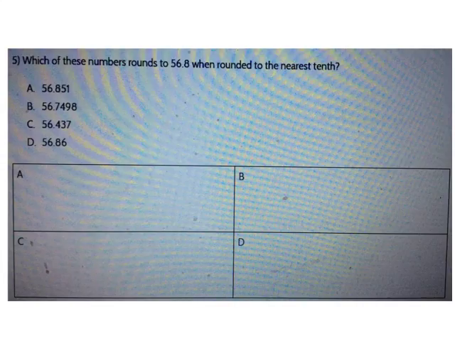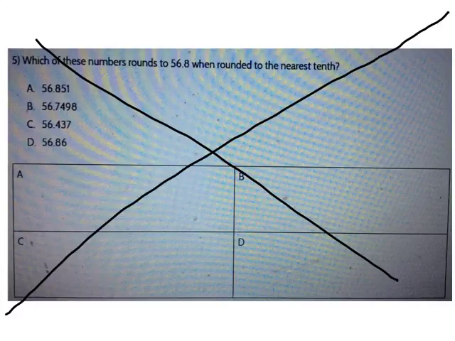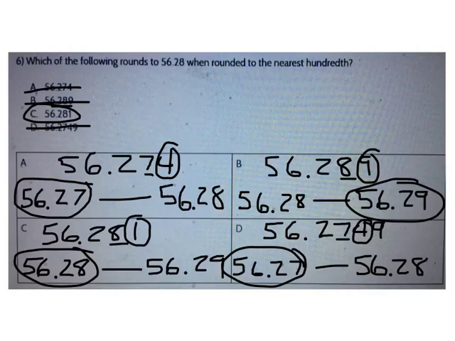We're going to skip problem 5 because there's a typo. Go ahead and cross out problem 5. Move on to problem 6. Which of the following rounds to 56 and 28 hundredths when rounded to the nearest hundredth? You need to round every answer choice to the nearest hundredth and then select the correct answer. Go ahead and do that now. The correct answer is C.